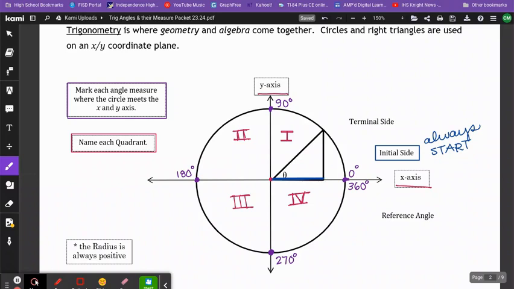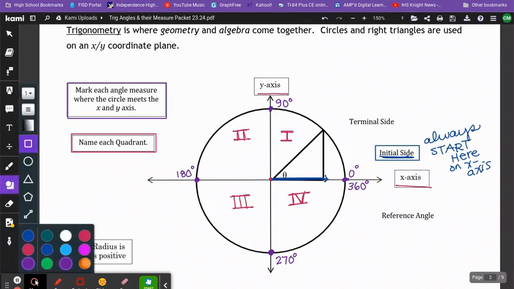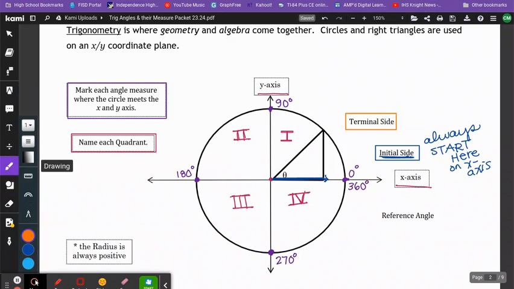Depending on however many degrees I'm given, I'm going to need to draw an angle. And so I'm going to start here at 0 degrees on the x-axis. And it's called the initial side. Initial meaning where you begin. The terminal side is where the angle ends. So terminal side is the side of the angle that marks the ending.